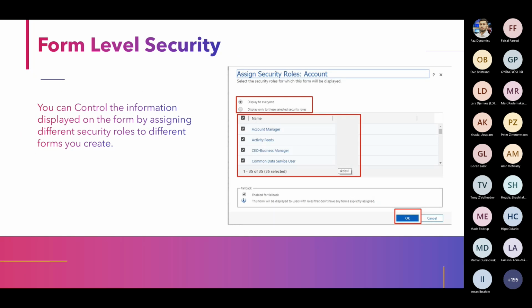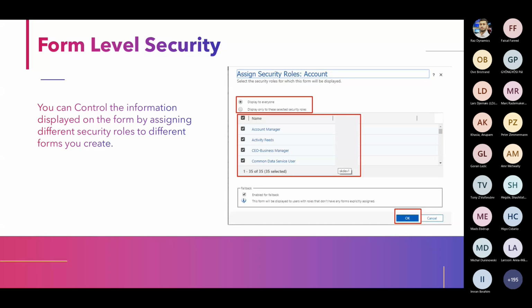The next thing is form level security. Form level security comes into the picture when you want to hide and show information on a particular form. Sometimes you have record level security, but there are a few sections or groups of information that you want to hide and show for a particular group of users. You can hide and show based on business rules or some JavaScript, but there is one concept called form level security as well.